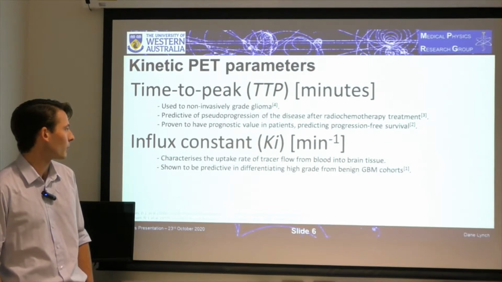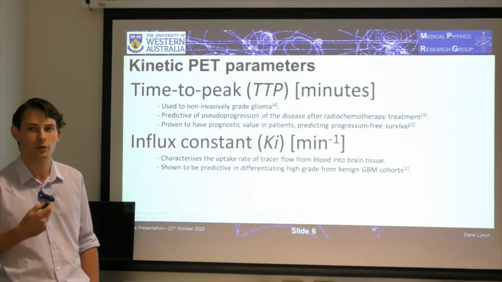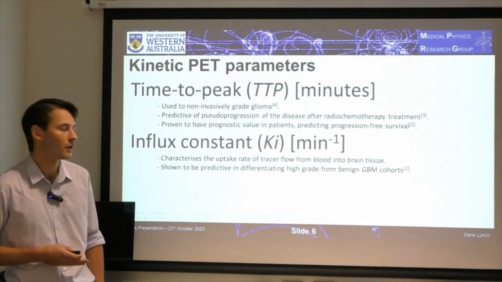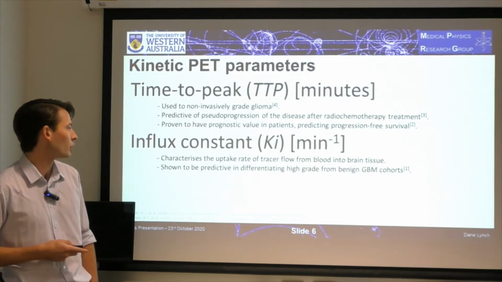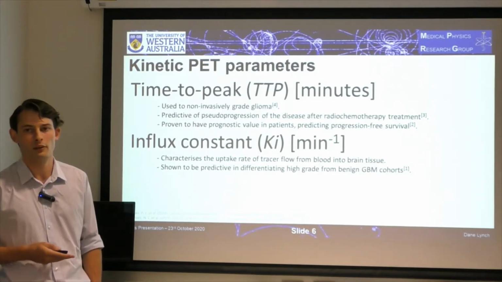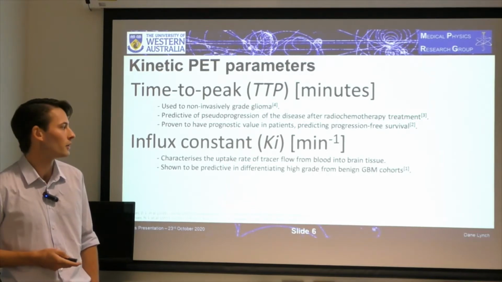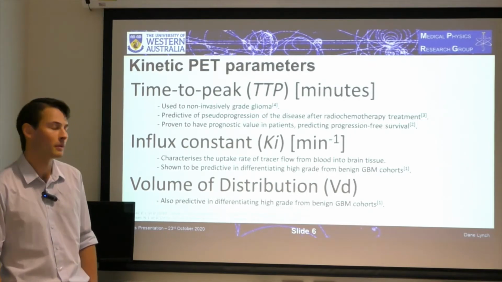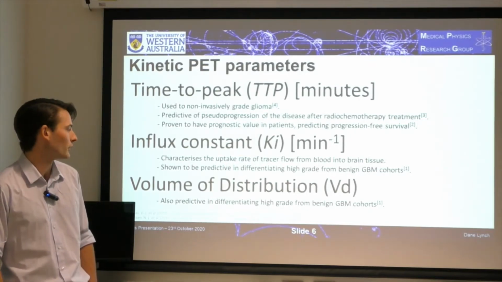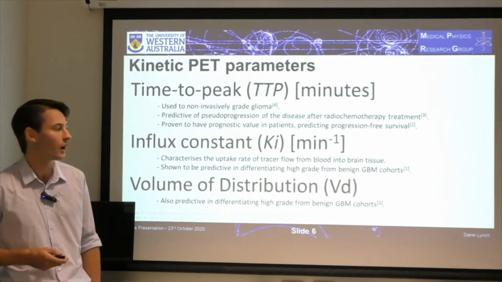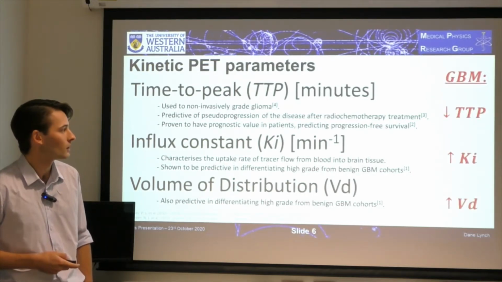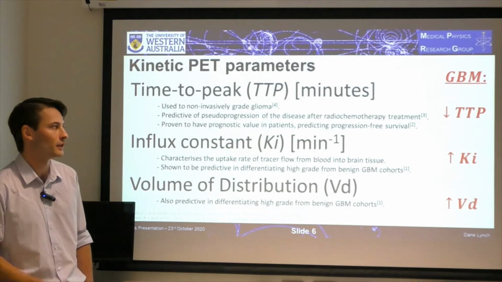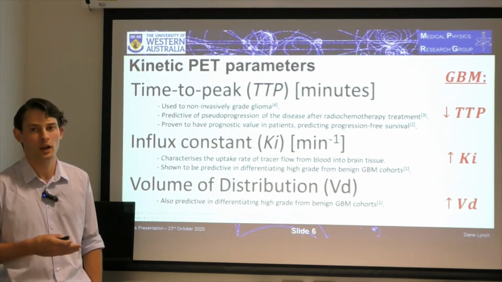The second PET parameter was the influx constant, Ki, in units of per minute. The influx constant characterises the uptake rate of tracer flow from blood into brain tissue, and has been shown to be predictive in differentiating high-grade from low-grade glioblastoma cohorts, benign cohorts. The third parameter is the volume of distribution, VD. It has also been shown to be predictive in differentiating high-grade from benign cohorts. So typically we see an early time to peak and elevated uptake constant and volume of distribution to be conducive of glioblastoma tissue.